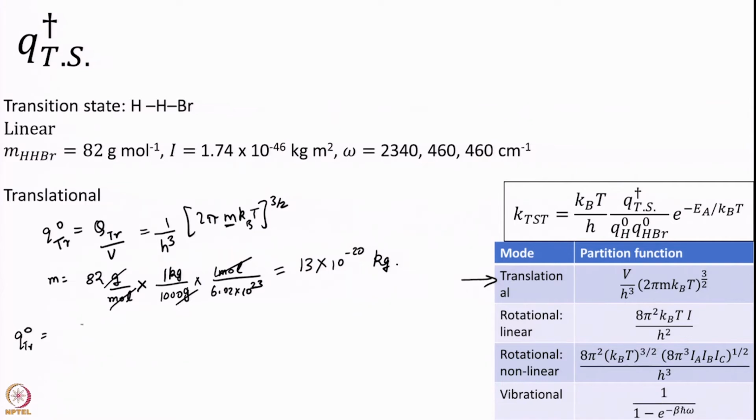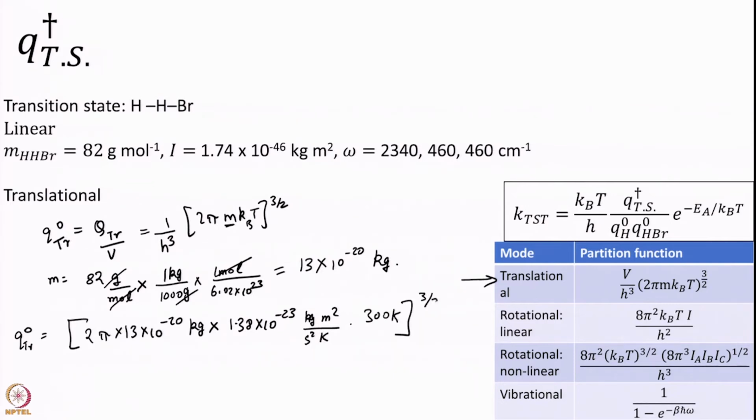Again we have to be just very careful with units, 2 pi mass is 13 into 10 to the power of minus 20 kilograms into 1.38 into 10 to the power of minus 23 kb is units of kilogram meter square per second square Kelvin into 300 Kelvin to the power of 3 half divided by h cube. H is 6.6 into 10 to the power of minus 34 kilogram meter square per second cube.